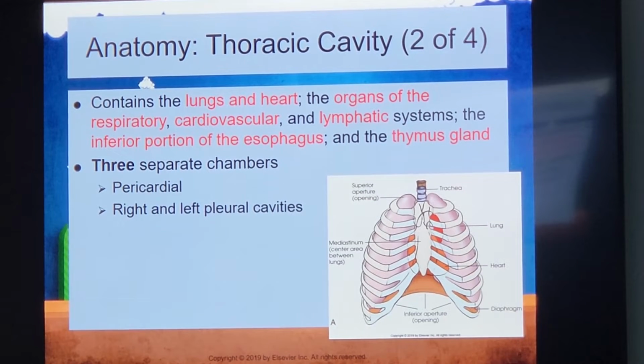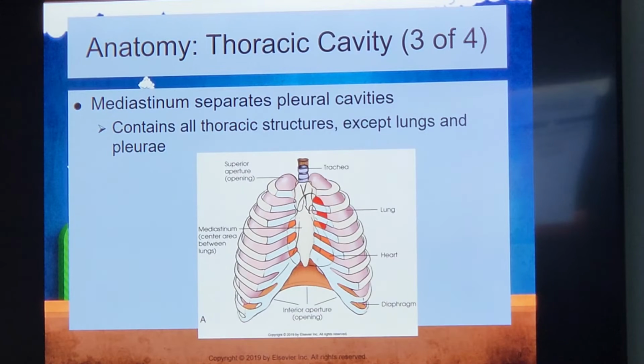Alright, so the thoracic cavity has 3 separate sub-chambers. One is the pericardial, which houses the heart and all of the structures associated with the heart. And then we have our right and left pleural cavities for our right and left lung. And the mediastinum, which is the area in between both of the lungs, it's what separates both of the pleural cavities. And it contains all of your thoracic structures except your lungs and the pleura.